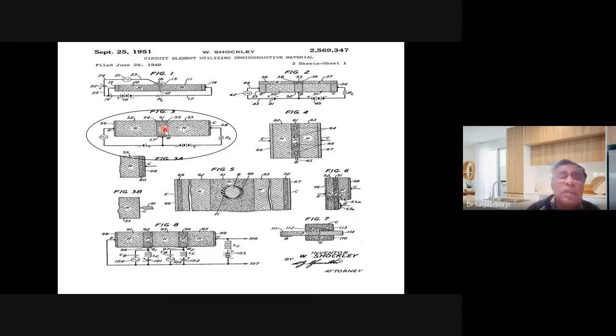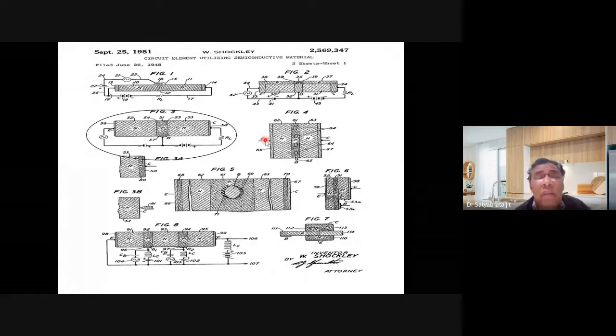And then it was again completely theoretical. He just considered that such a structure would be useful, and if you bias it in this way, then it can be used as a current amplifying device, right? So out of these various structures, this structure we consider as the modern days or present days BJT, that is bipolar junction transistor, right? So that was also filed on 26 June 1948 and was awarded later.